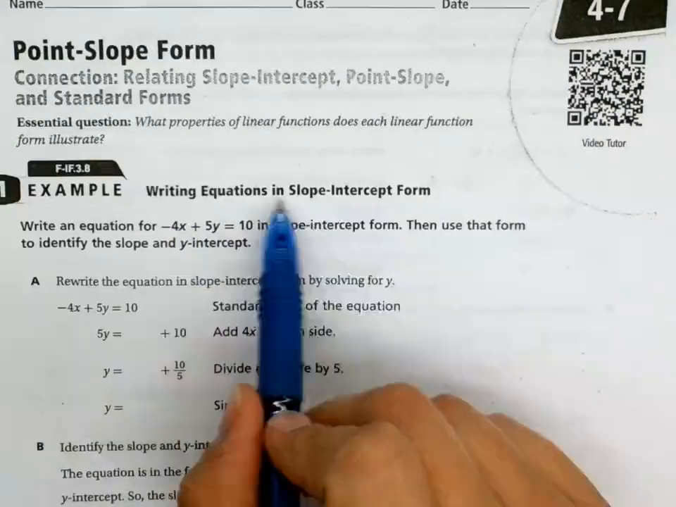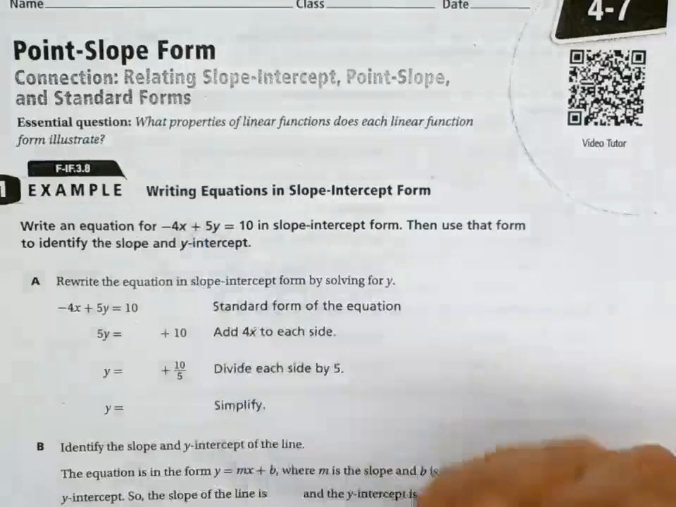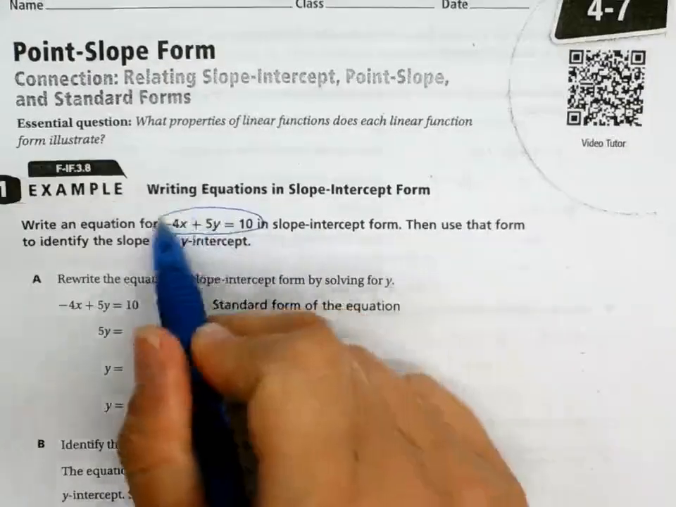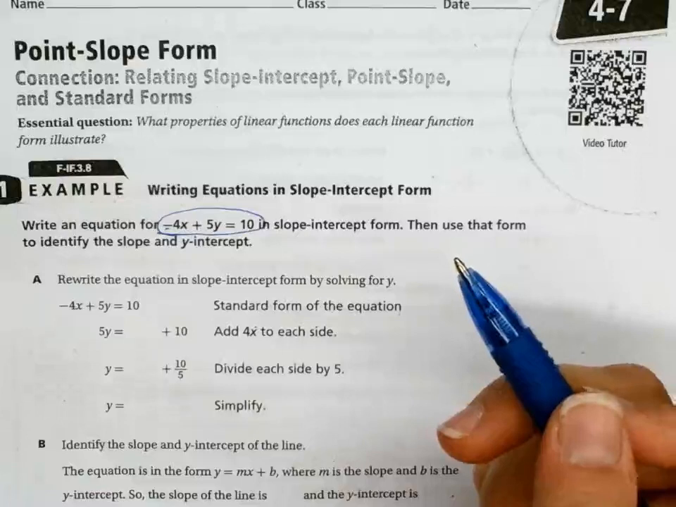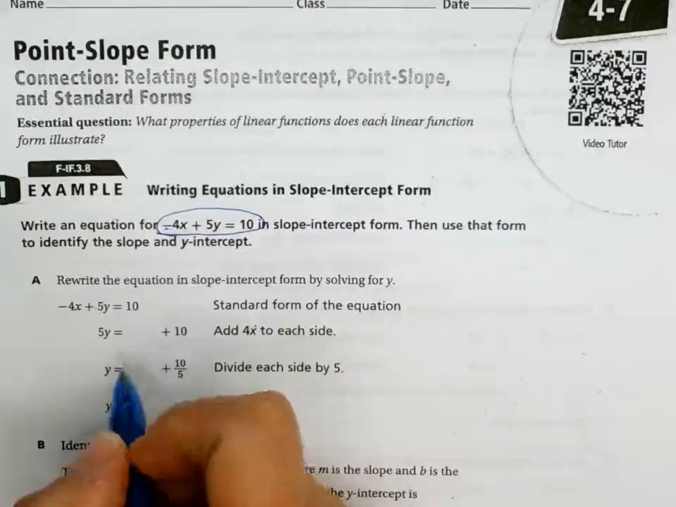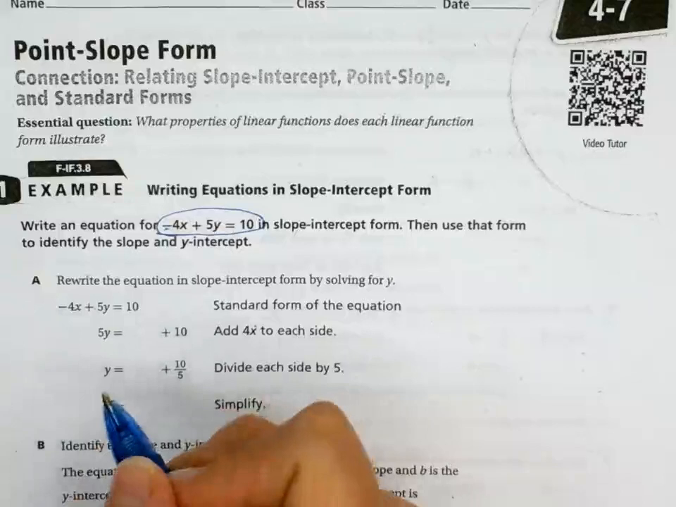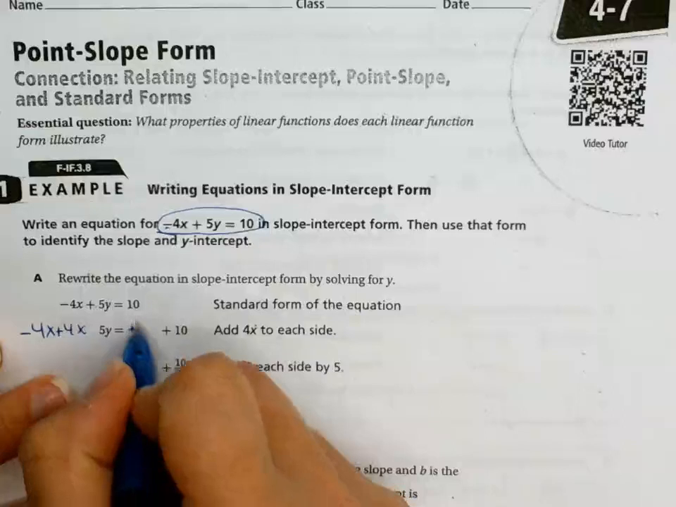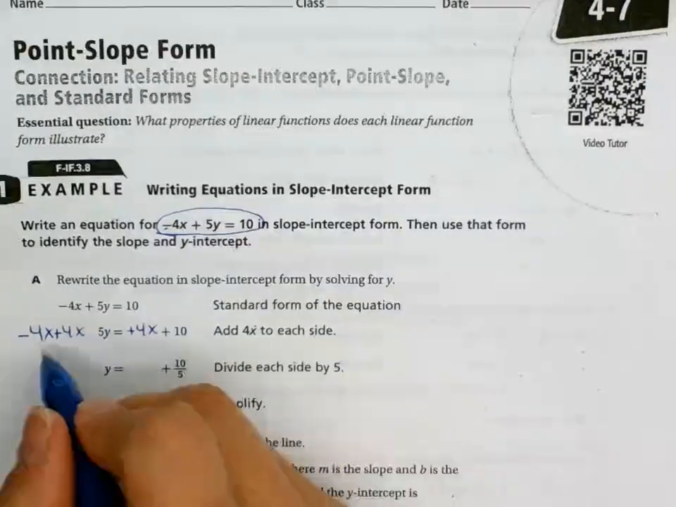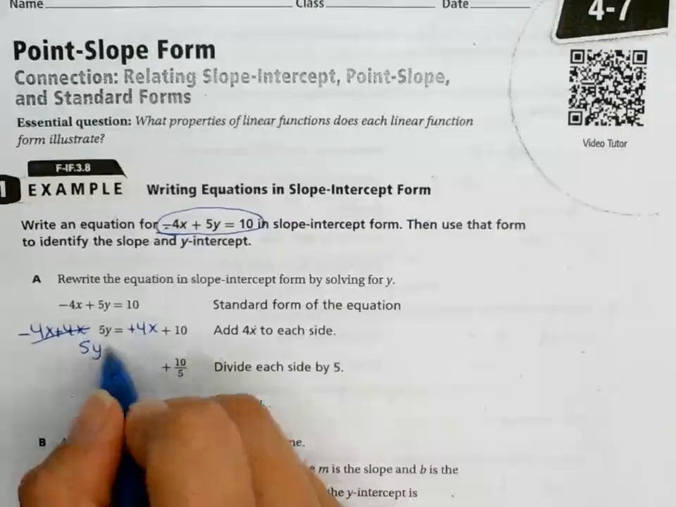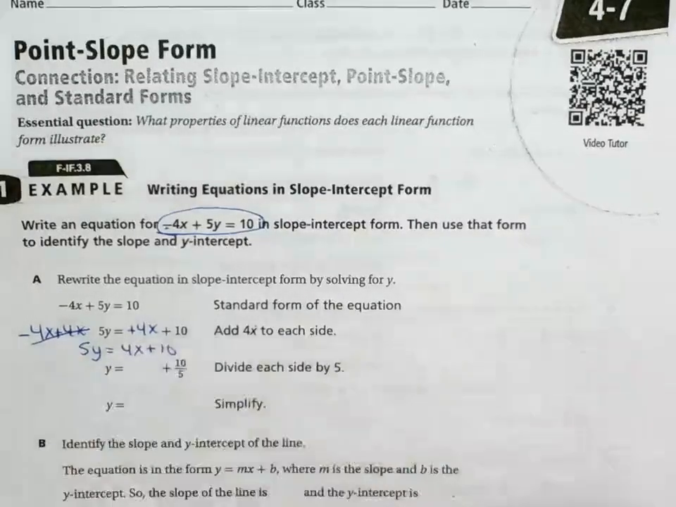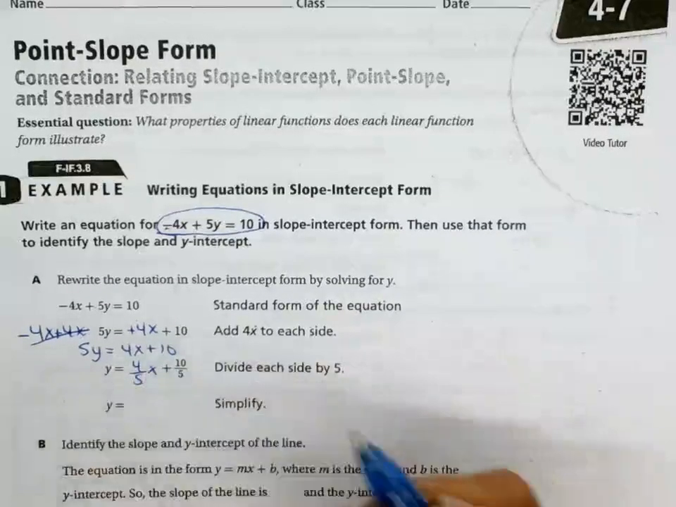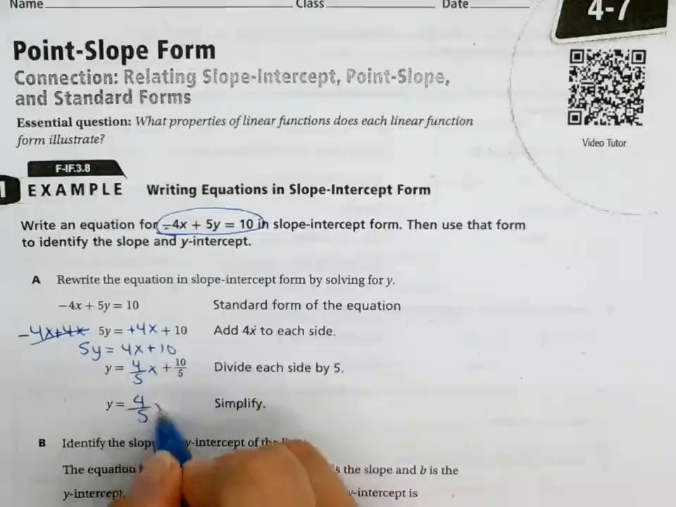So, writing equations in slope-intercept form. Slope-intercept form is just a review of what we've been doing, right? If you're taking this out of standard form and putting it into slope-intercept form, you are solving for y. So we had negative 4x plus 5y equals 10. We're going to add 4x to both sides. So you have 5y equals 4x plus 10. Then we need to divide by 5 on both sides, and we get y equals 4/5 x plus 10/5, which is 4/5 x plus 2.